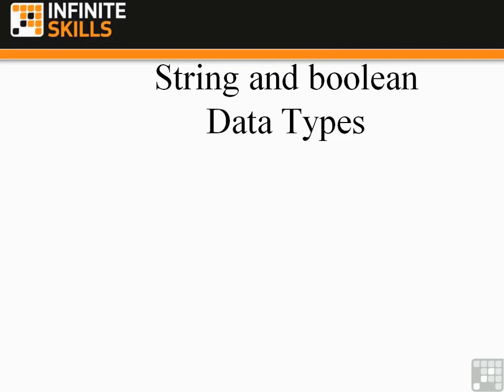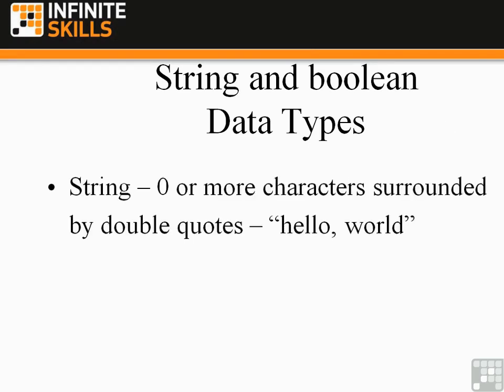After the numeric types, the most common data types you'll use in Java programming are string and boolean. So let's go over those data types now. A string is 0 or more characters surrounded by double quotes. So for example, "hello world" is a string. Any characters surrounded in double quotes become a string. So if you put numbers inside double quotes, they become strings and not numbers such as integers or doubles.